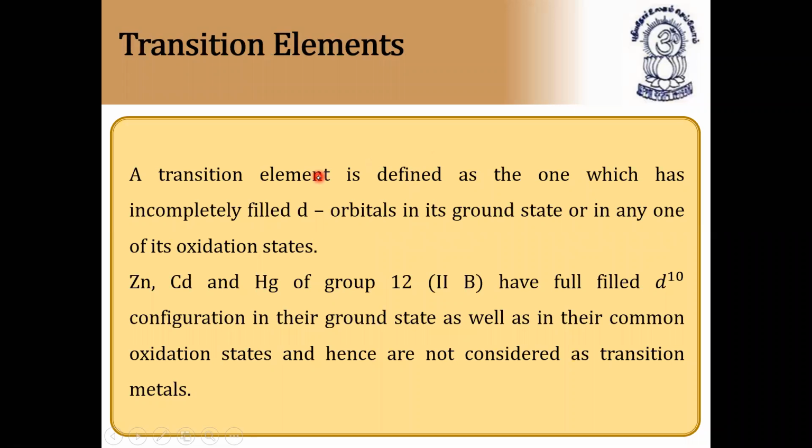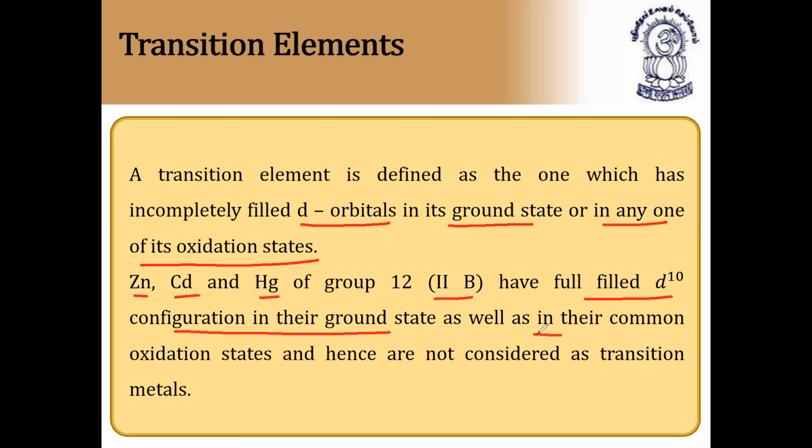What are transition elements? A transition element is defined as one which has incompletely filled d orbitals in its ground state or in any one of its oxidation states. So they have incompletely filled d orbitals. Zinc, cadmium, mercury, of group 12, have completely filled d10 configuration in their ground state as well as in their common oxidation states, and hence these are not considered transition metals, but still they are placed in the d block because of some similarities.